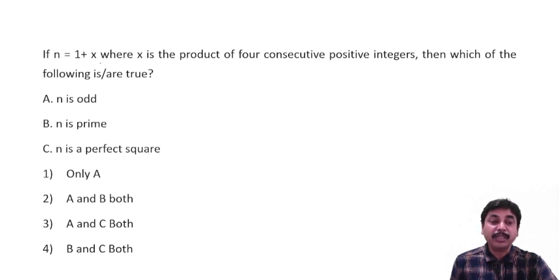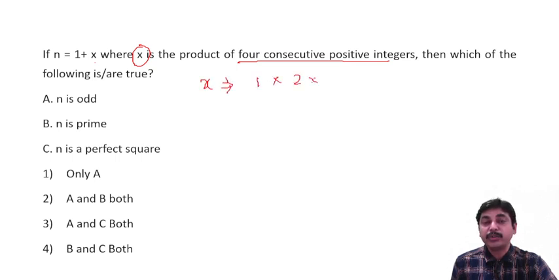If n is equal to 1 plus x, where x is a product of 4 consecutive positive integers, which of the following is true? Now see, n is equal to 1 plus x, and x is a product of four consecutive natural numbers. So if I take x as, for example, 1 into 2 into 3 into 4, because these are four consecutive positive integers, I will get 24 as the product. So n will be equal to 1 plus 24, that is 25.